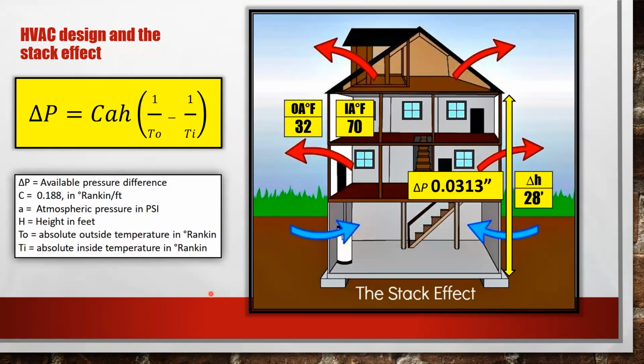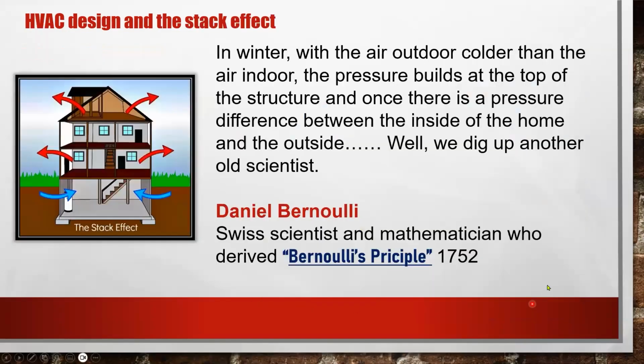Now that in itself is interesting, but what it's going to cause, indicated by these arrows, is infiltration and exfiltration. In winter, the outdoor air being colder, pressure builds at the top. And once there's a pressure difference between the inside of the home and the outside, we're going to go to another scientist who's really famous, and we deal with his discoveries every day, Daniel Bernoulli, a scientist and mathematician who derived Bernoulli's principle.